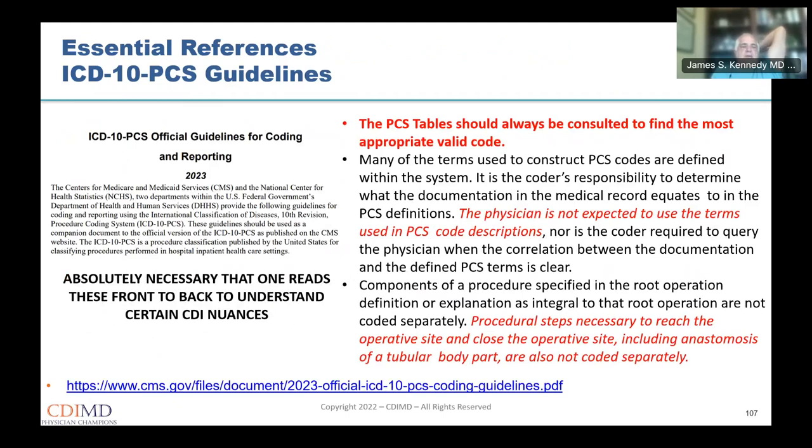It is essential that you read the PCS guidelines. There are a number of things in this. The table should always be consulted. Physicians are not expected to have to use the terms in the PCS code descriptions. On the other hand, these are things that we do need to be aware of. So read what they say, and then we can talk about these later.